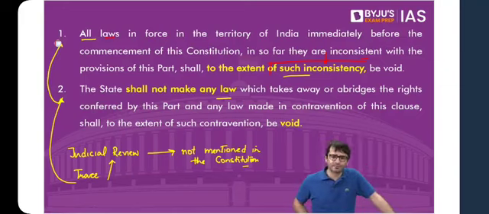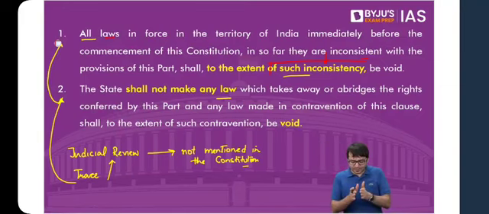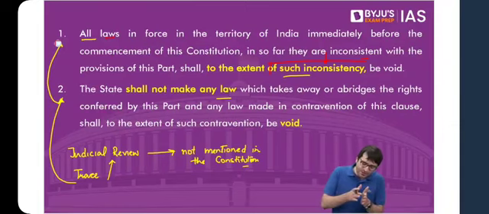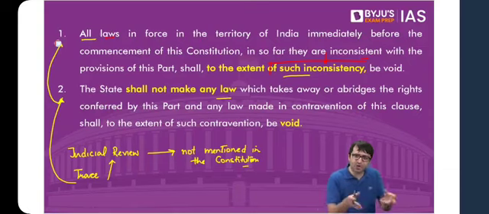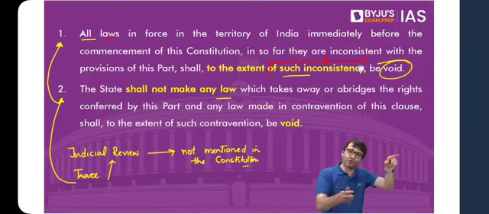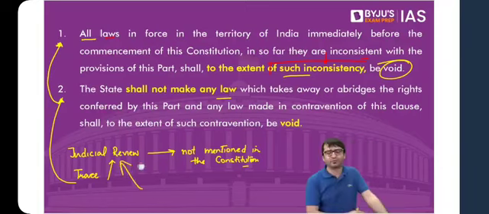How can we trace it? All laws which are in force in this country immediately prior to the commencement of the Constitution, if these laws violate fundamental rights, these laws will be declared void. And the logic is, who will declare them void? Judiciary, which means judiciary has the power of judicial review. Although not mentioned directly, we can trace this concept.